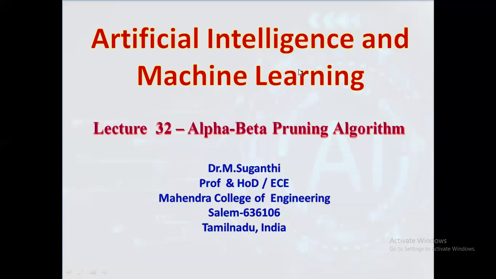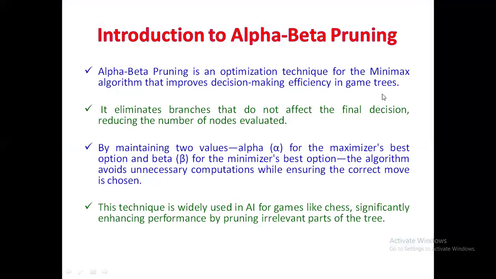We'll see the basic steps involved in the alpha beta pruning algorithm. First, we'll see the introduction to alpha beta pruning. This alpha beta pruning is used in the optimization of decision making. How is it being used? Alpha beta pruning is a powerful technique used to enhance the efficiency of the minimax algorithm, which is widely applied in decision making scenarios, especially in game AI.